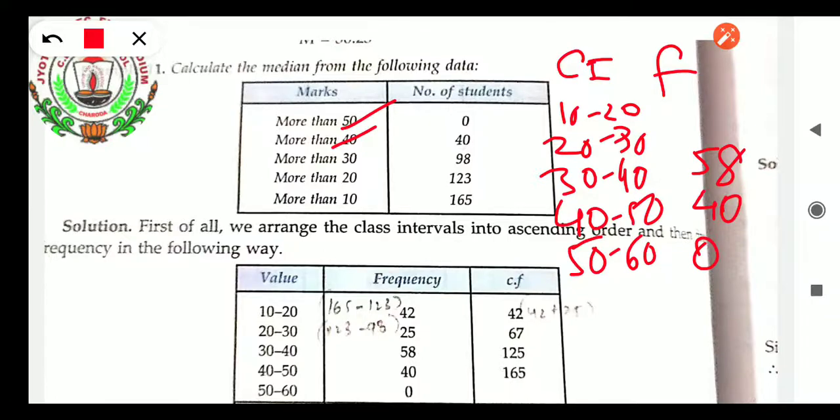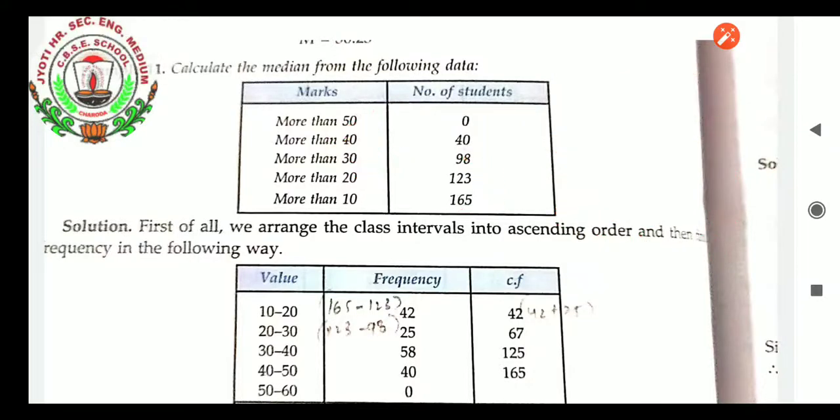Then more than 20 means the frequency of 30, 40, 50 is included. 123 minus 98, you will get the frequency 25. Then more than 10 includes the frequency of 20, 30, 40 and 50. We have to take only the range 10 to 20 frequency. How will you do it? Subtract 165 minus 123, you will get 42. So this is, students, how we get the frequency. Now that you know the frequency and CF, you can take the median very easily.